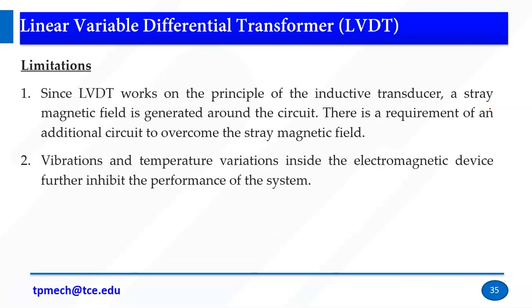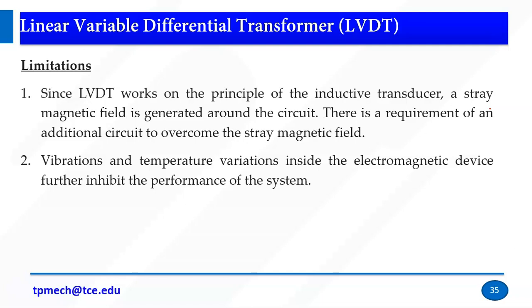Right, but we have some limitations. What are the limitations? It works on the principle of an inductive transducer. What we call mutual induction means if you give voltage to the primary windings, voltage is generated, induced, in the secondary windings. Why is it induced? Due to the magnetic flux. So if the core is moved in the magnetic field, it will cut the magnetic field, and only then will the voltage difference occur. Right, since it is mutual induction, it always has a magnetic field, a stray magnetic field, and the reaction of the magnetic field is always there.